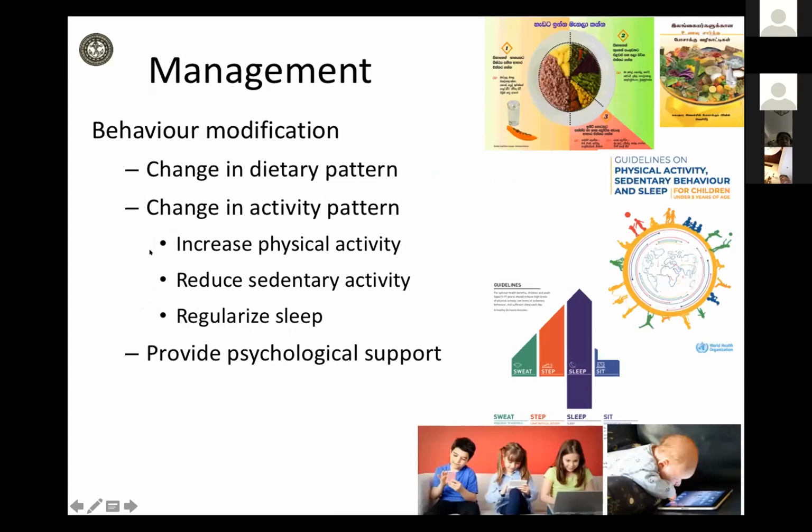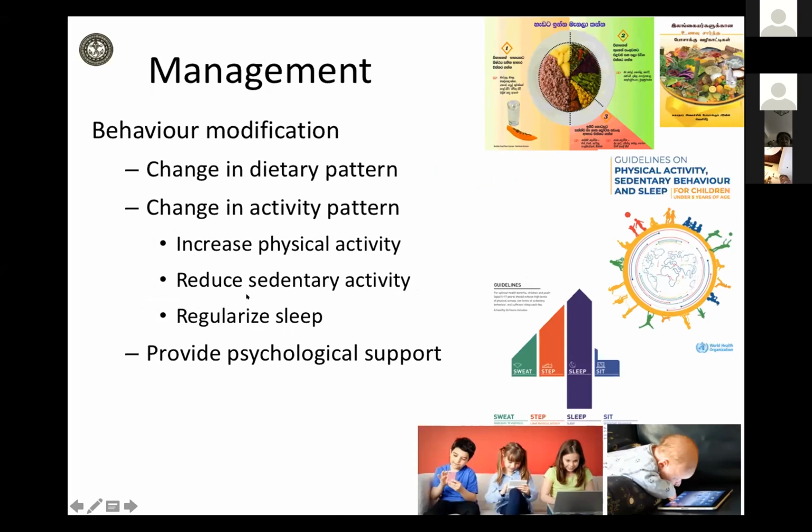Now, overall management, when you say behavior modification, change in the dietary pattern, that is one of the prime important things. Then change in the activity pattern. Now, we don't really talk of just increasing physical activity. We talk about changes in activity pattern. So that is increase in physical activity.